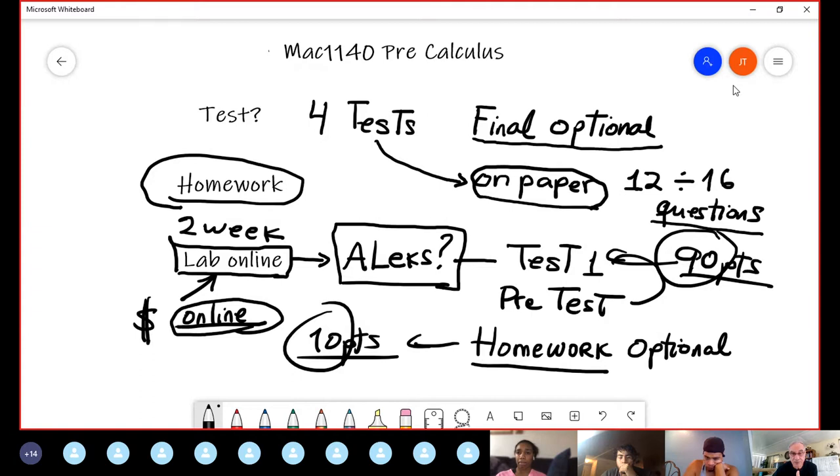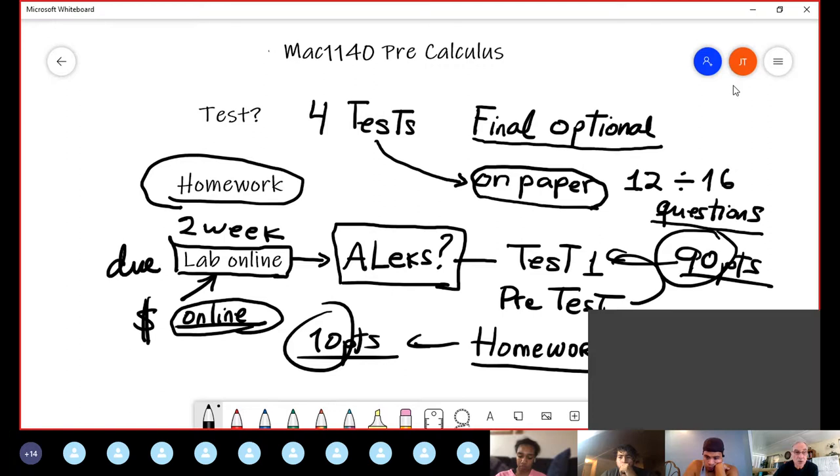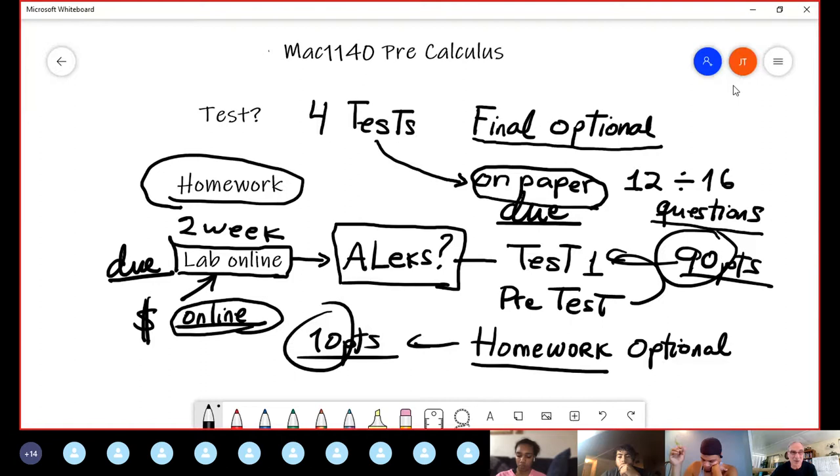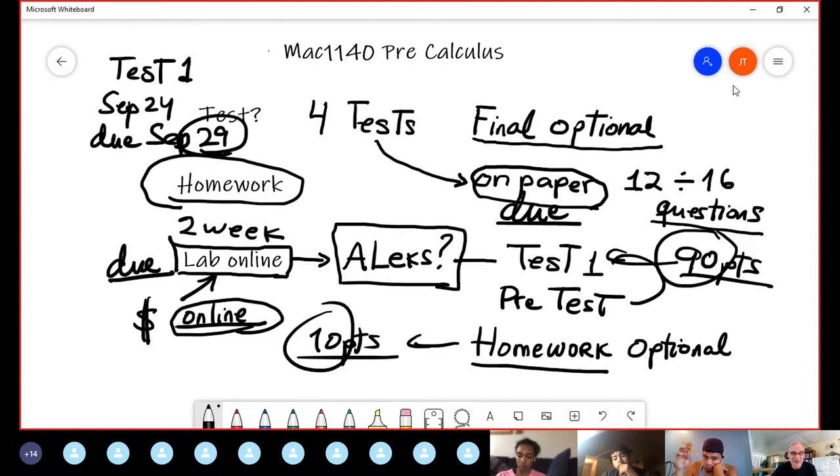Okay? You do the same day the test on paper. More precisely, test number 1, I send to you September 24. It's due September 29, the next class. And this day the test on paper and the test online are due, and of course the homework. Everything is due. Then you forget test number 1, and we start something new, test number 2.